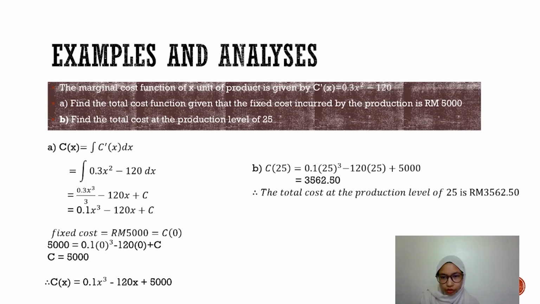B. Find the total cost at the production level of 25. To find the total cost at level 25, we just plug in 25 into the total cost that we got at A. So 0.1 times 25 to the power of 3 minus 120 times 25 plus 5000 is equal to 3562.50. So the total cost at the production level of 25 is Rm 3562.5.